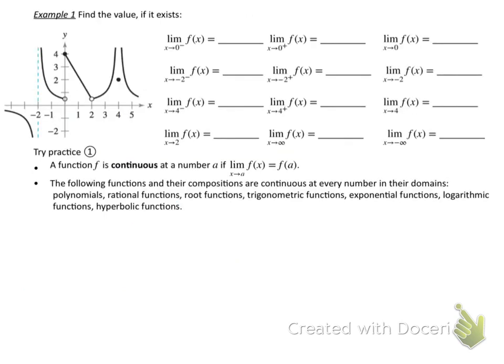Now let's look at what it means on a graph. On a graph, it means when you make your x value really close to the number, x goes that way. As x approaches the number, how does the y behave? You follow the graph of the function.